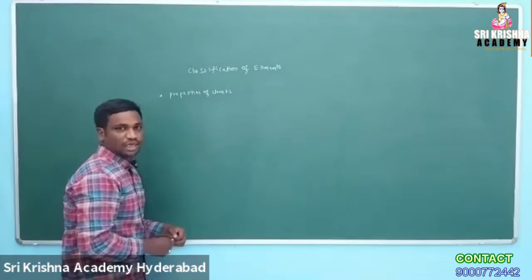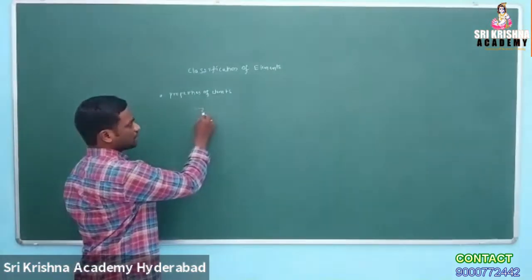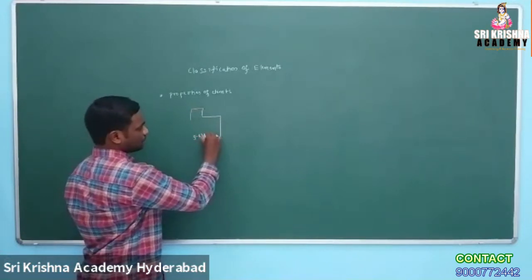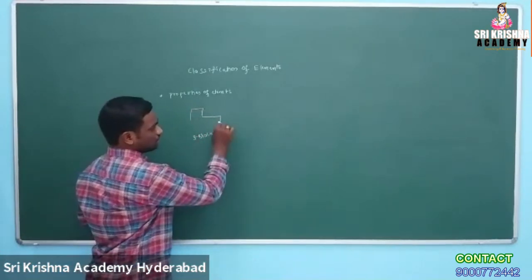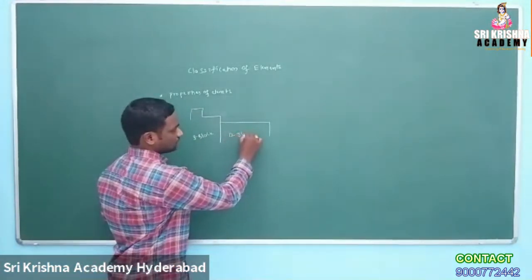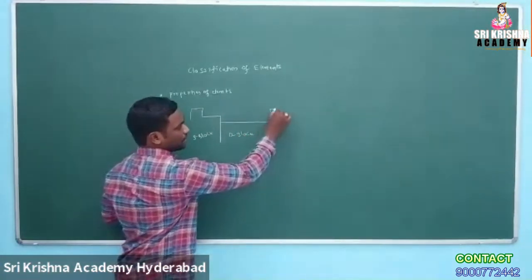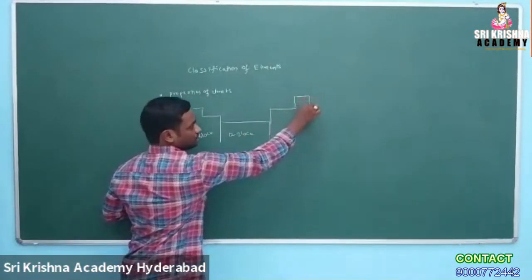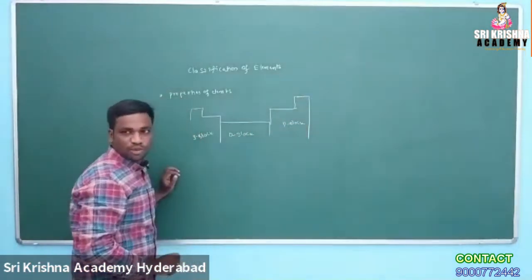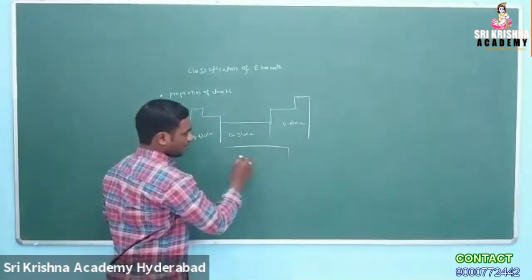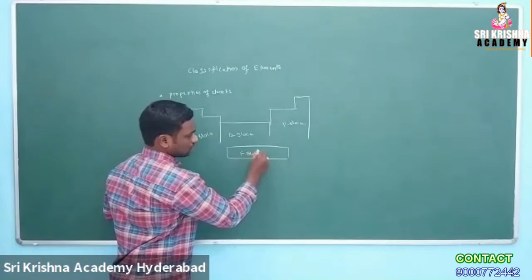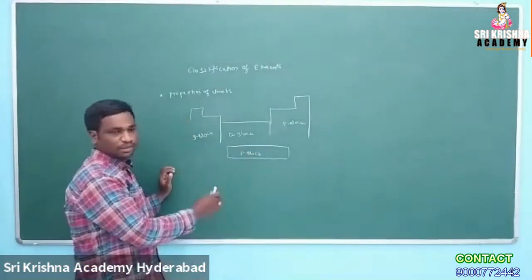In the periodic classification, on the left side of the periodic table we have s-block elements. In the middle of the periodic table are d-block elements. On the right side of the periodic table are p-block elements. And at the bottom of the periodic table are f-block elements.